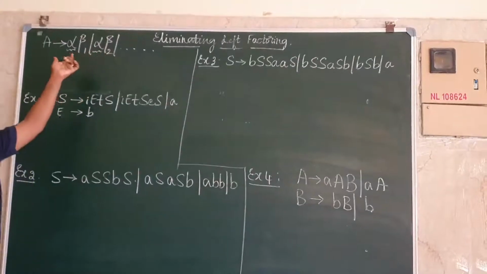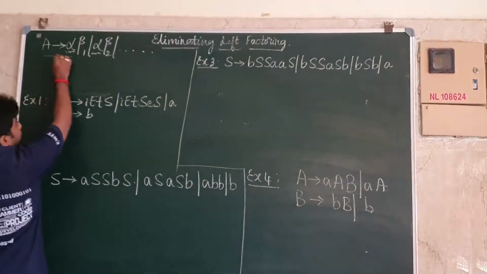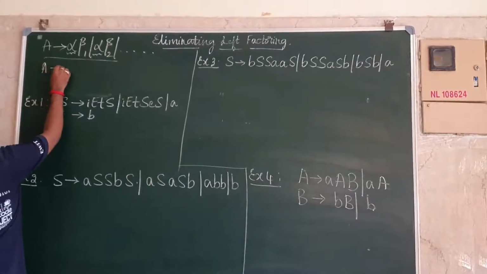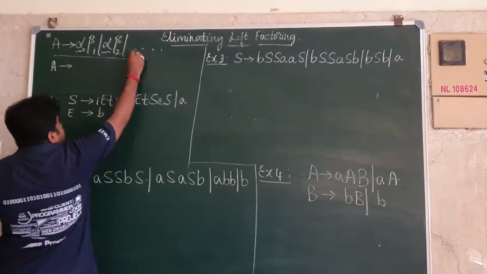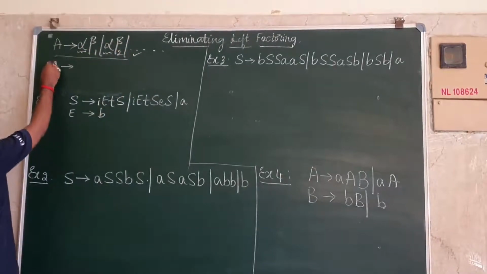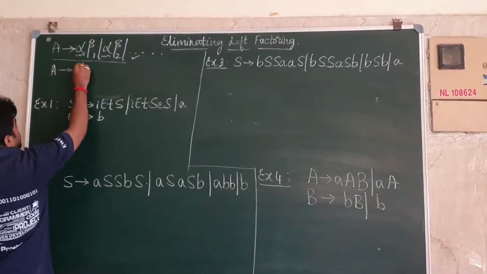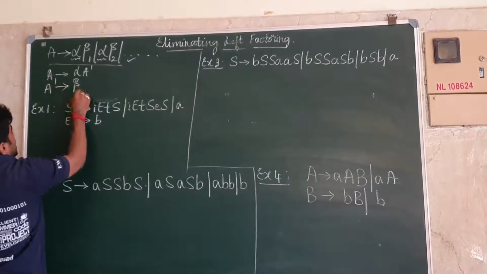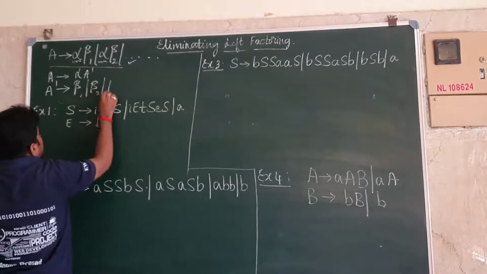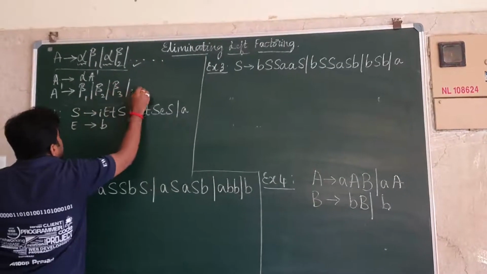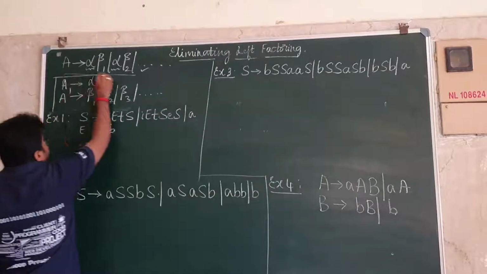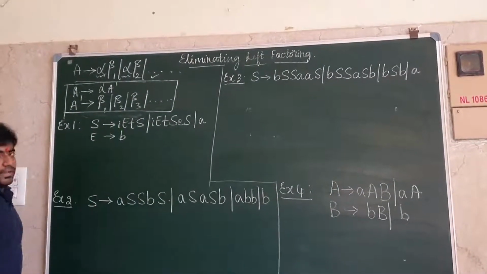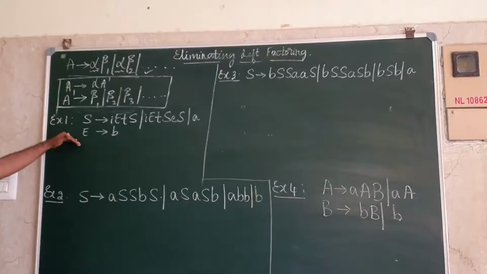It is time consuming. So in order to avoid this, we convert these types of grammars by eliminating left factoring. How to eliminate? You bring the grammar which has left factoring into this type, that is A tends to alpha A dash, A dash tends to beta 1, beta 2, beta 3 and so on. So if you bring the original grammar into this form, then left factoring will be eliminated. We will see some examples.